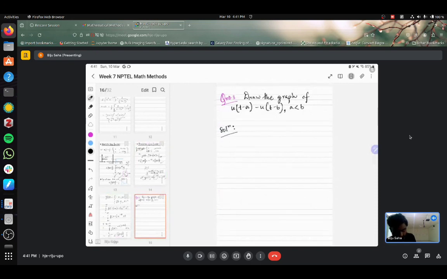So this is a graph problem. This is not going to involve Laplace transform or anything, but it will help you visualize what a step function is. Okay, so first of all you have to draw the graph of this step function. There are two step functions involved there, and the total is the difference of the two step functions. So let us draw this first of all.